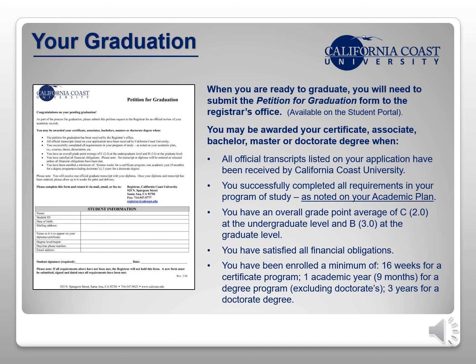You successfully completed all requirements in your program of study, as noted on your academic plan. You have an overall grade point average of C, 2.0 at the undergraduate level and B, 3.0 at the graduate level. You have satisfied all financial obligations. You have been enrolled a minimum of 16 weeks for a certificate program, 1 academic year, 9 months for a degree program excluding doctorates, 3 years for a doctorate degree.